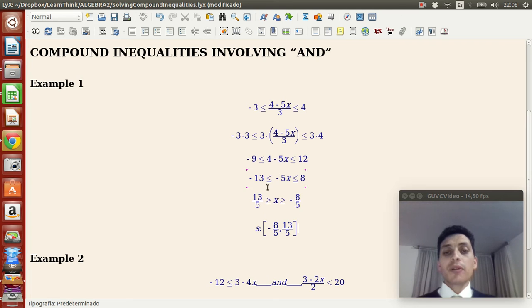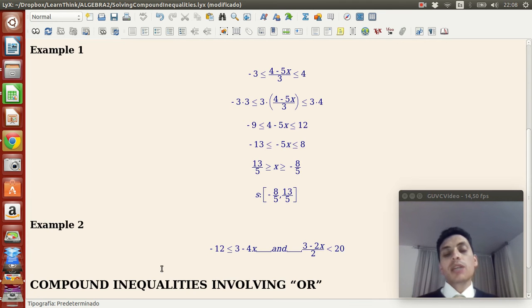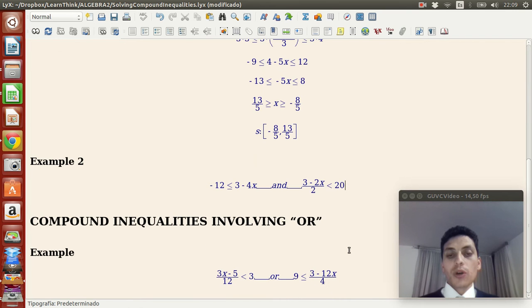And this is a compound inequality with "and". But there are other types of compound inequalities with "and", like these two that we have here. It's just one, but you have two options. The first is minus 12 less than or equal to 3 minus 4x, and (3 minus 2x) divided by 2 less than 20. So we're going to watch how to do it.